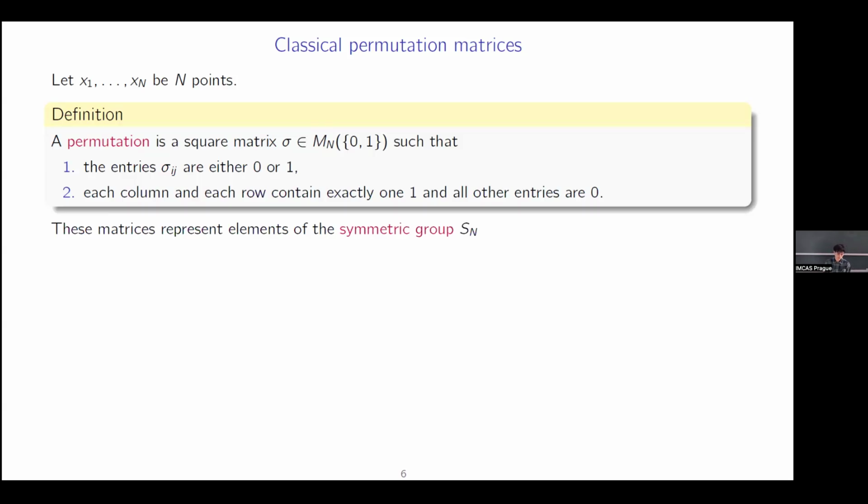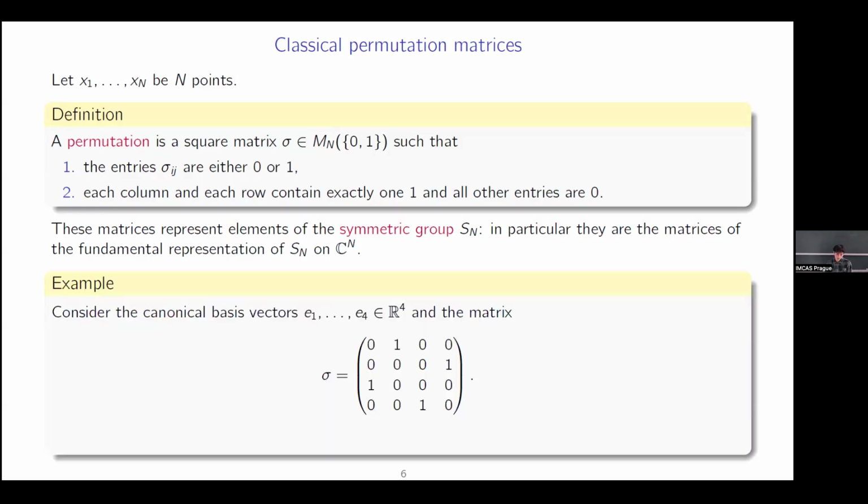So these matrices represent elements of the symmetric group S_n of n points. In particular, they are matrices of the fundamental representation of S_n on C^n. So let's take a look at an example. We consider the canonical basis vectors of R^4 or C^4 or whatever you want. And this matrix is sigma here. This is indeed a permutation matrix.